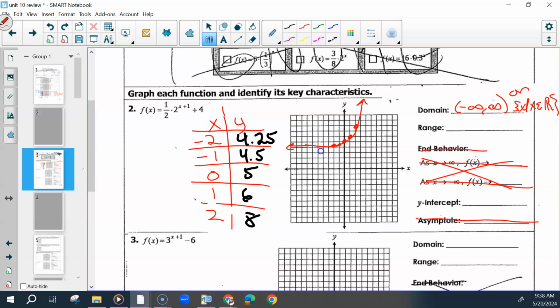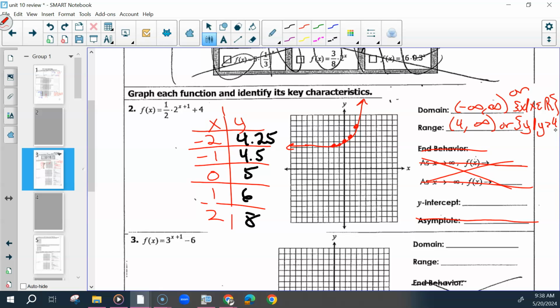Your range will always have a lowest and highest. The lowest will be wherever that's getting really, really close to, so 4. And then it keeps going up, or everything greater than 4. Can't say equal to because it doesn't actually touch 4.